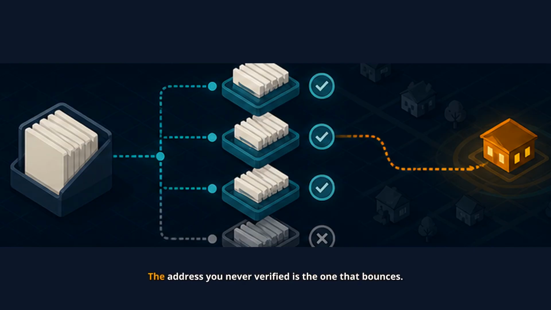So track the source of every contact you import. The address you never verified is the one that bounces. A smaller list of valid local homeowners outperforms a swollen one every time, because the swollen list poisons inbox placement for the good addresses beside the dead ones.